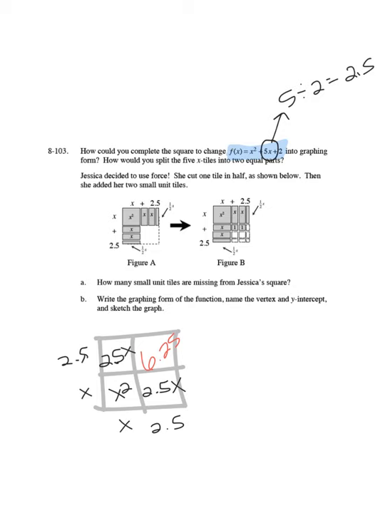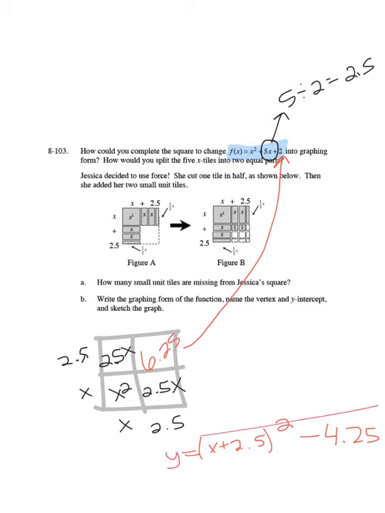And so we compare our 6.25, that's what we have, but we're supposed to only have 2. So we're going to have to take away a few. And to write our final answer, we'll have x plus 2.5 squared, and we have to take away 4.25. And this would be our graphing form, and it helps us to find our vertex.